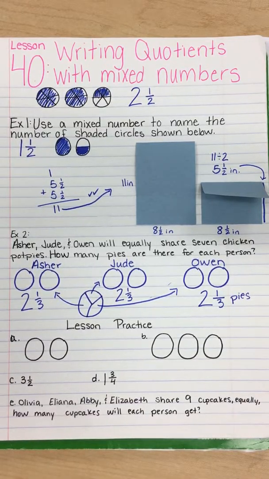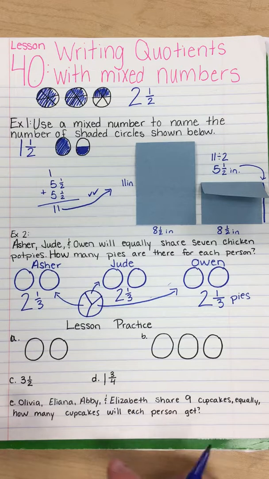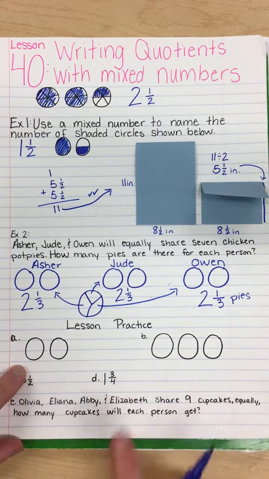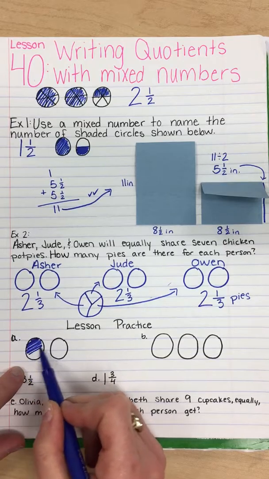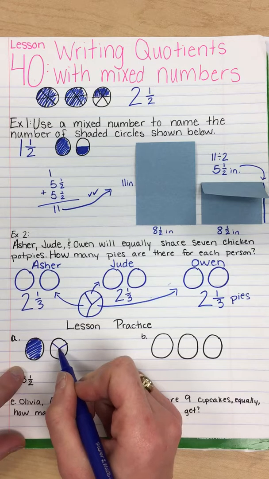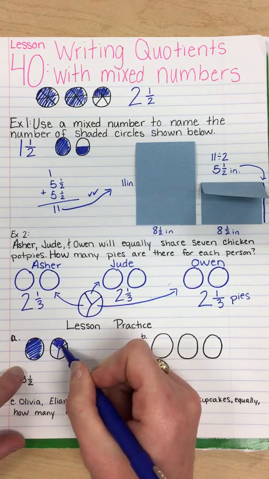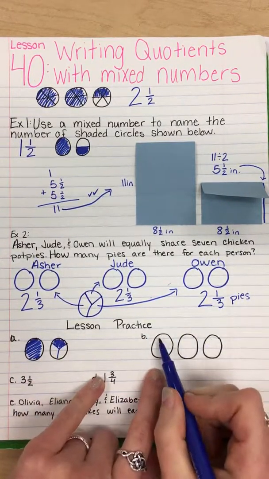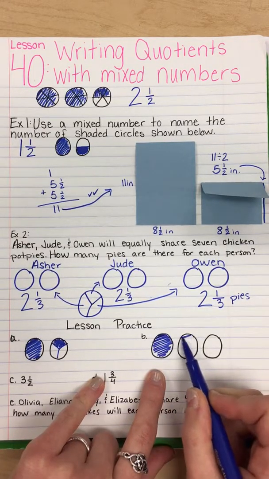All right. And then in lesson practice. So for the lesson practice, what you're doing is in A and B, you're writing a mixed number to show the number of shaded circles. So in A, you've got this circle is shaded completely, and then you're going to divide this one into 3 equal parts, and 1 of those parts is shaded. So you're going to write the mixed number for that. And then in B, you're going to shade in both of these circles total.